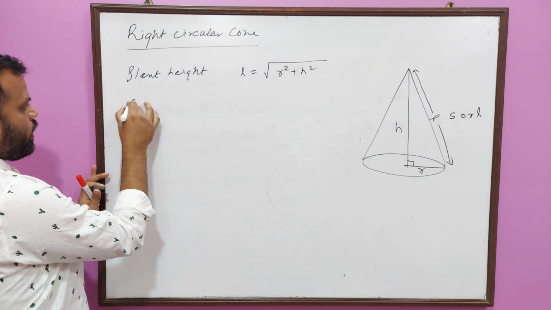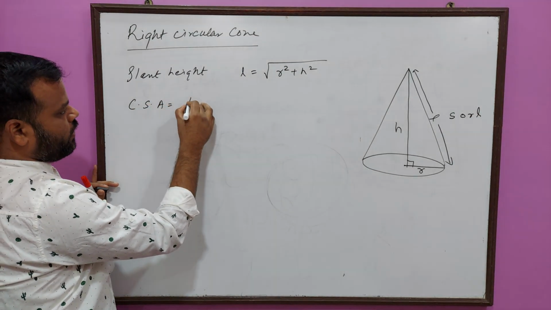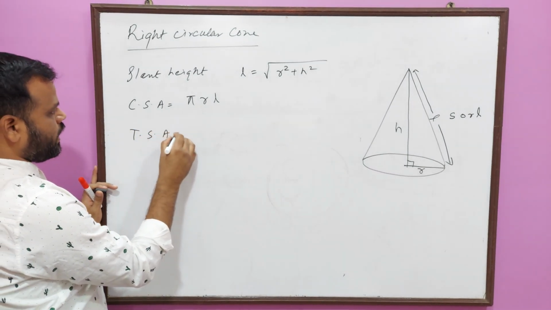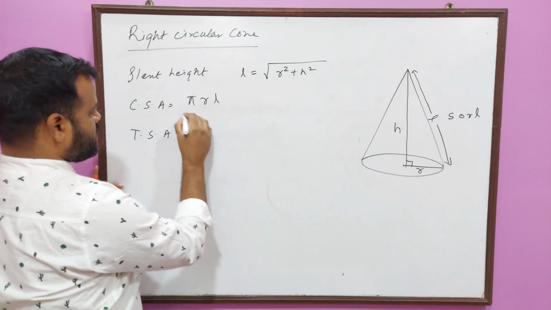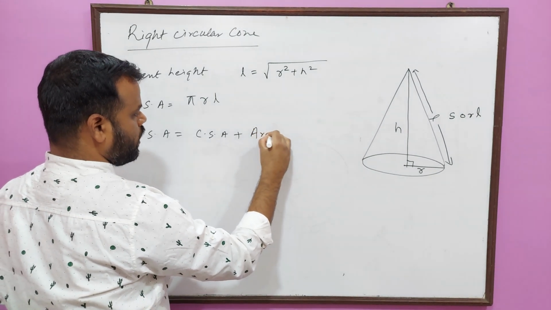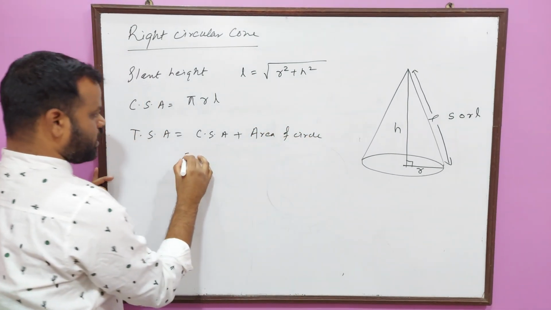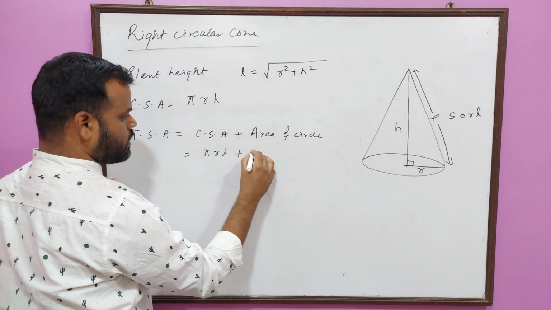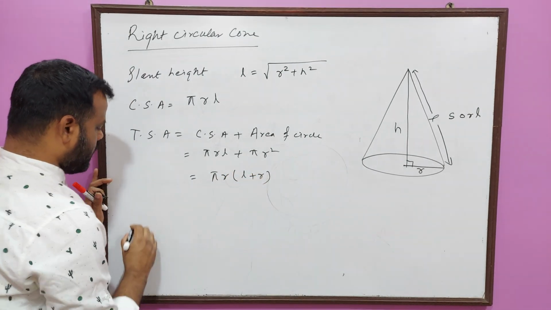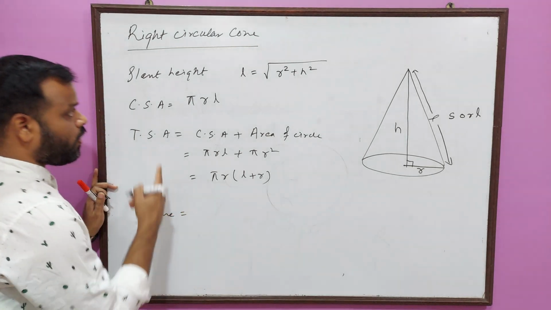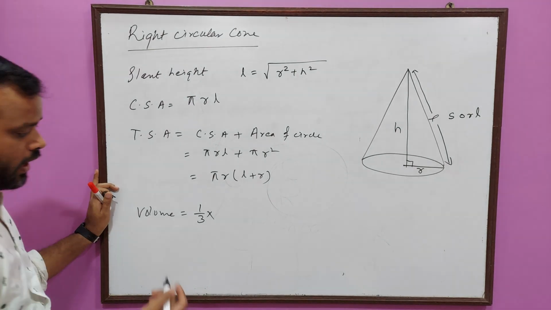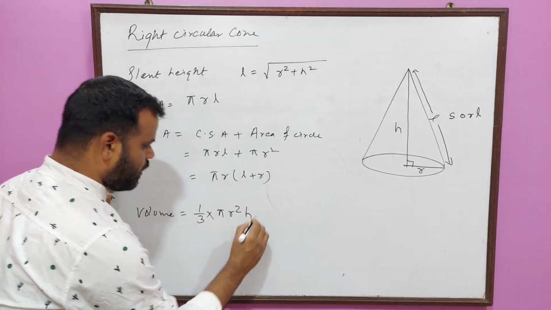Then we need to calculate the curved surface area. So curved surface area will be pi r into slant height. Then the total surface area will be this CSA plus area of circle, which is pi r L plus pi r square, which is equal to pi r into L plus r. And volume of right circular cone is 1 by 3 times the volume of right circular cylinder. So 1 by 3 into pi r square h.